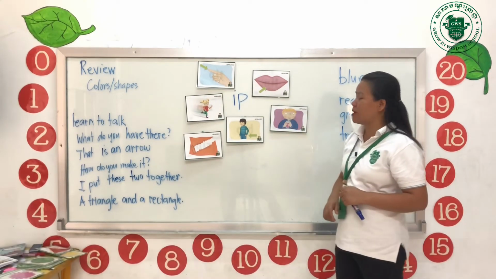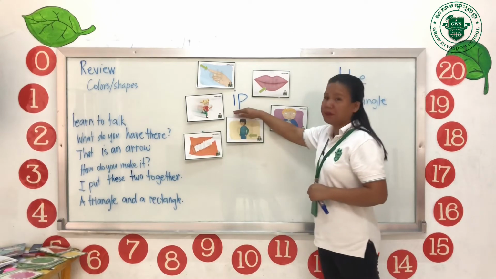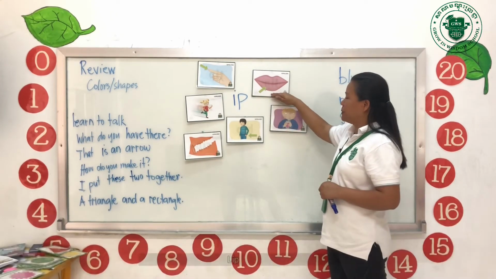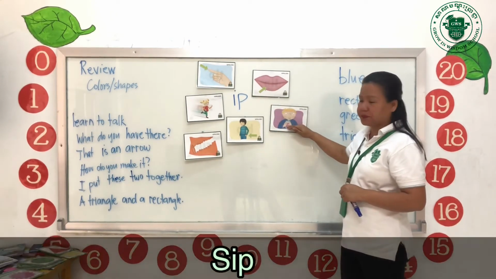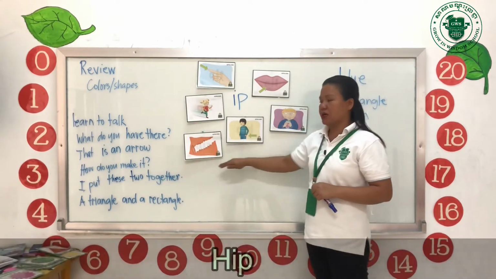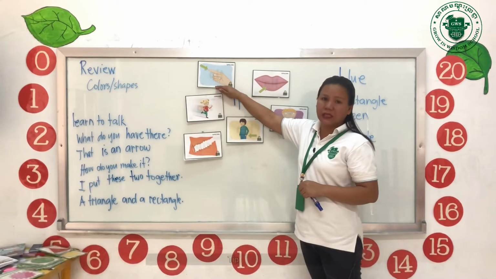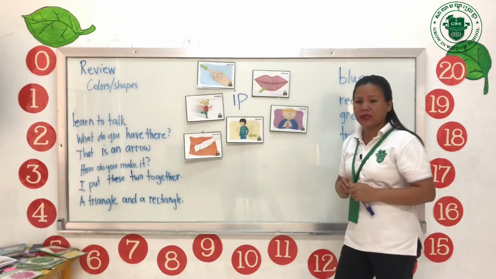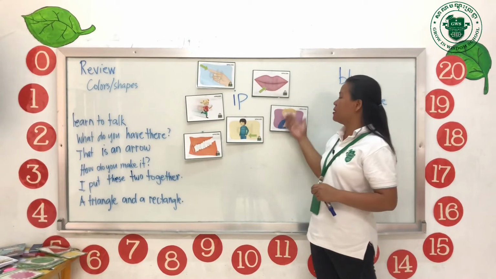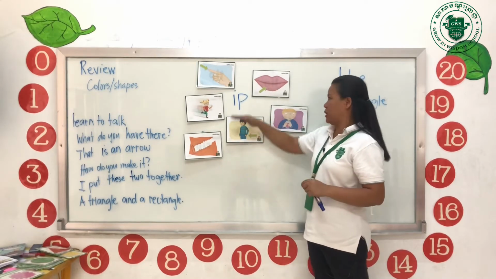Okay, let us repeat again. Ip, lip, zip, hip, rip, zip, tip. Okay, can you tell me the sound of each picture?